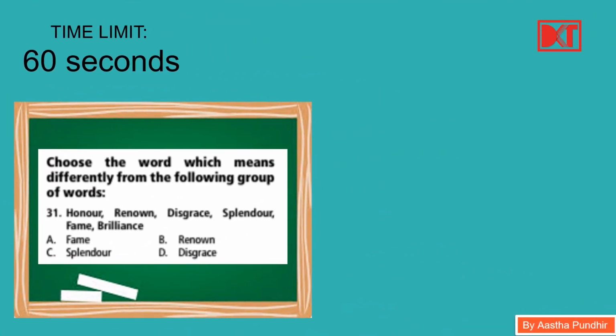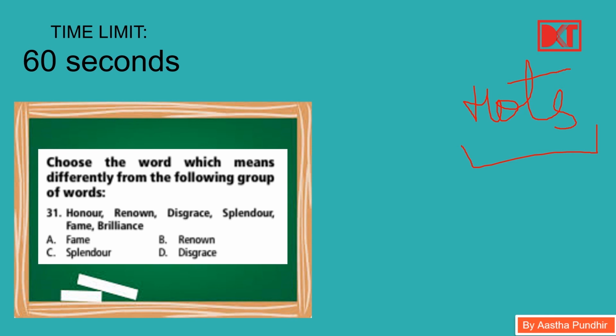Okay, so here we have a few HOTS questions, question 31 onwards. The question number 31. The options are honor, renown, disgrace, splendor, fame, and brilliance. So here what do we have to do? We have to choose the odd one out, the one which means differently from the given words.